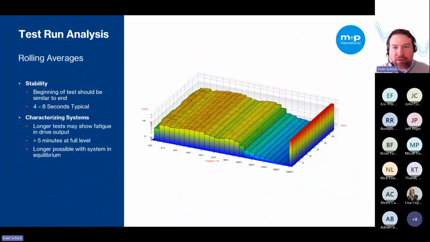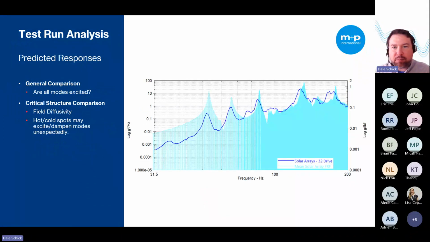Yes, we actually covered rolling averages. So I'm going to skip this one and move forward to the predicted responses. So the predicted responses of the test article are also compared to the analysis response. And this ensures that the test article is equally excited, right? If some modes are not excited properly, the acoustic field may not be uniform, as hot and cold spots can over or under excite specific modes, as shown here, right?